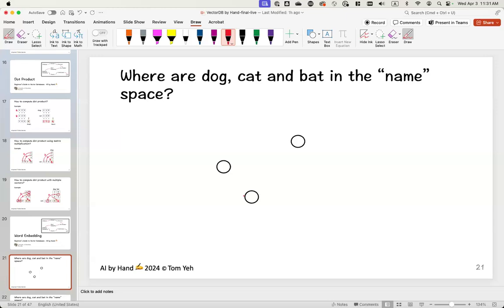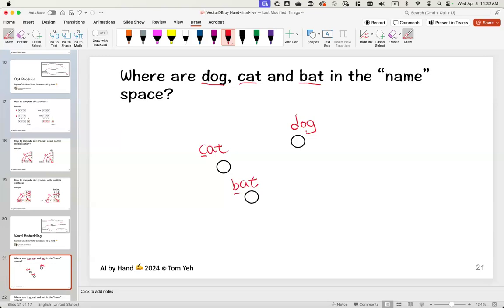So let's consider this space, where we just consider the names: dog, cat, and bat. If we only consider the namespace in terms of English, I would argue that cat and bat should be closer in this particular embedding, because they only differ by one character. And dog should be far away. But usually that's not what we want. In a traditional database, that's what we get because we can only search by text.